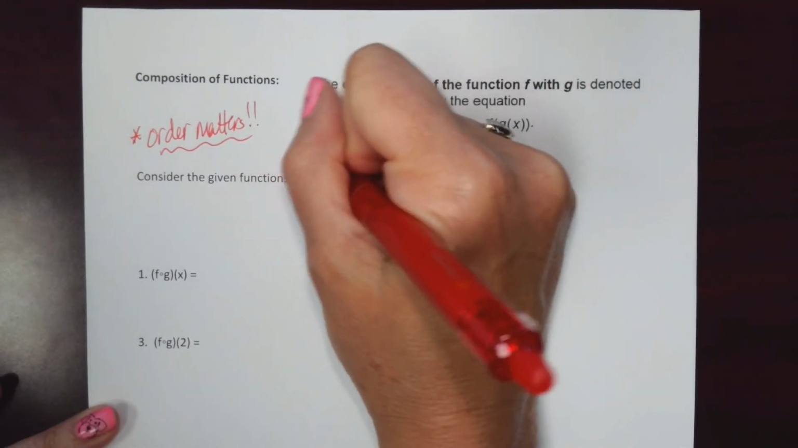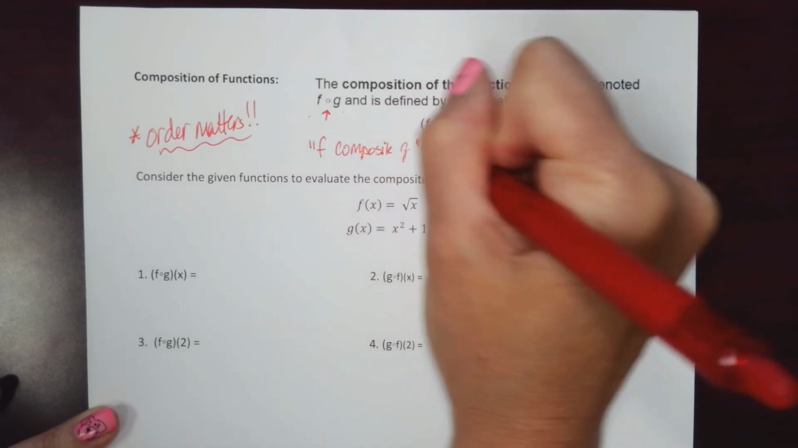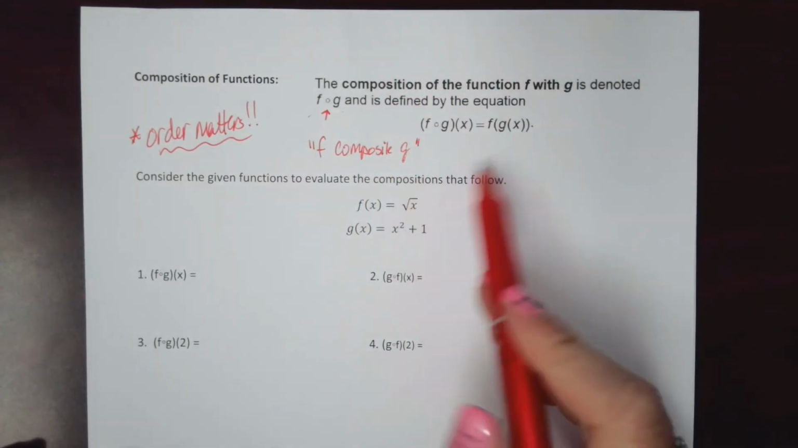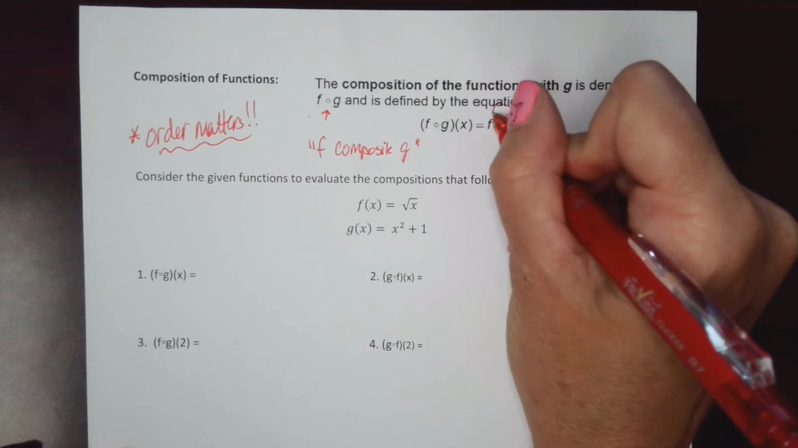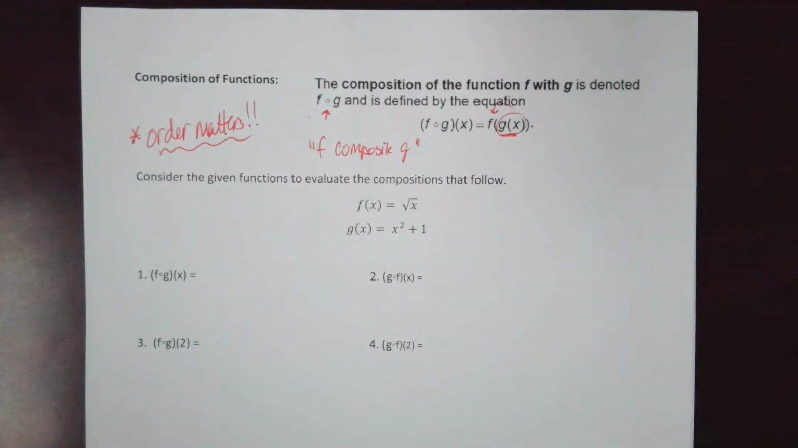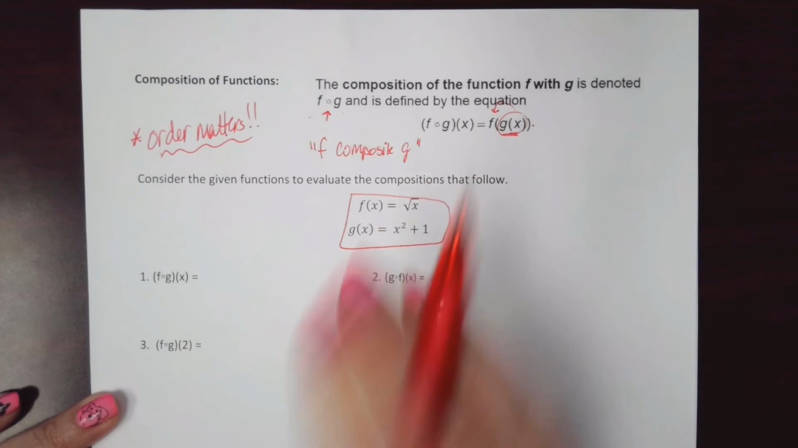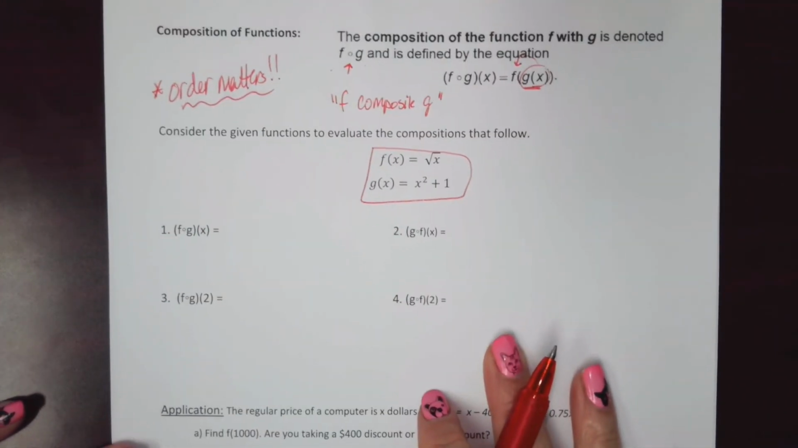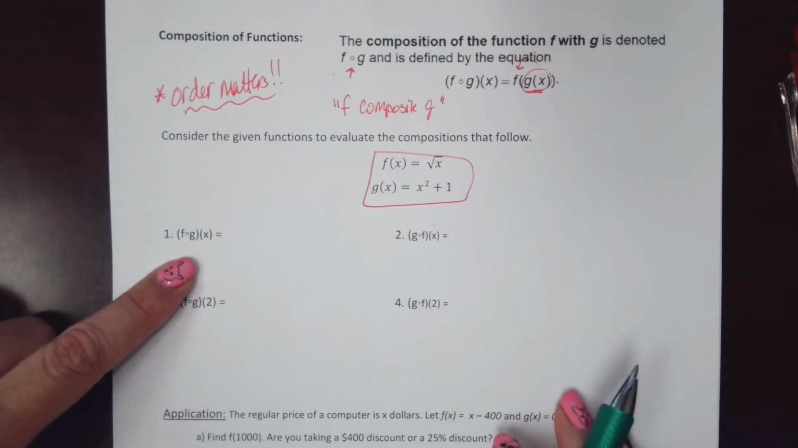F composite g of x means that I'm taking my function g of x and I'm plugging it into the one that was listed first. I'm plugging it into my f of x function. So consider these given functions, f of x and g of x, and we are going to do the compositions that are given. All right, so let's work through these.